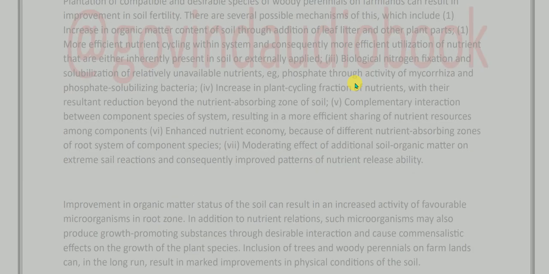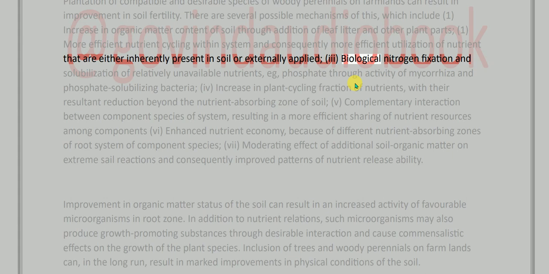Improvement in soil fertility and structure. Plantation of compatible and desirable species of woody perennials on farmlands can result in improvement in soil fertility. There are several possible mechanisms of this, which include: 1. Increase in organic matter content of soil through addition of leaf litter and other plant parts. 2. More efficient nutrient cycling within the system and consequently more efficient utilization of nutrients that are either inherently present in soil or externally applied. 3.